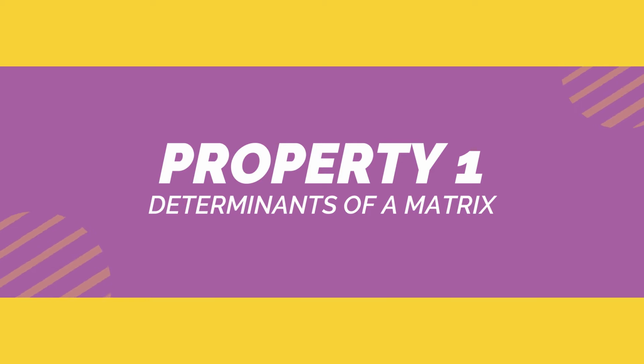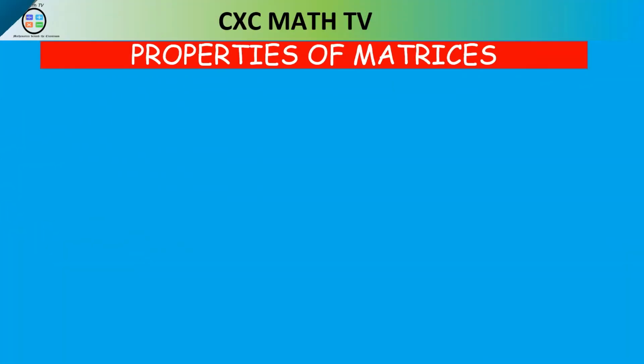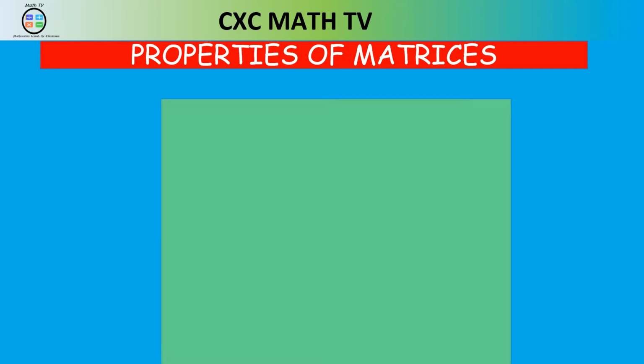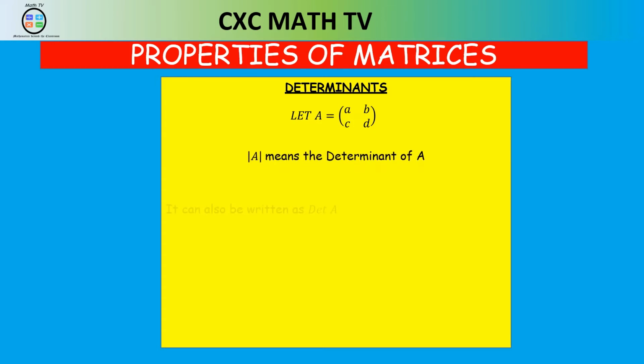Now, let's say a matrix A is given by A, B, C, D. Now, you're going to see two lines around it, |A|. That means the determinant of the matrix A. Alright, so you see A in between two lines. It is also sometimes written as det A, meaning the determinant of the matrix A.